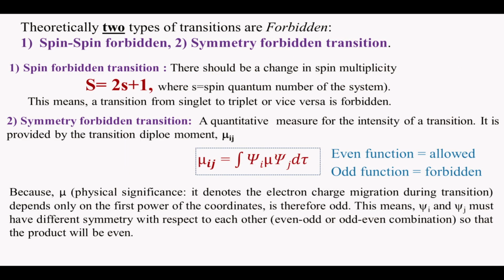What is the forbiddenness? One is the spin forbidden. Spin forbidden says that one can think of a transition from one spin state to another spin state where the spin multiplicity does not change. So if it is a singlet, from singlet to singlet. If it is triplet, triplet to triplet. Spin multiplicity should not change. So if there is a change in the spin multiplicity, no intensity, because the transition is forbidden. But it is not strict, it is a guideline.